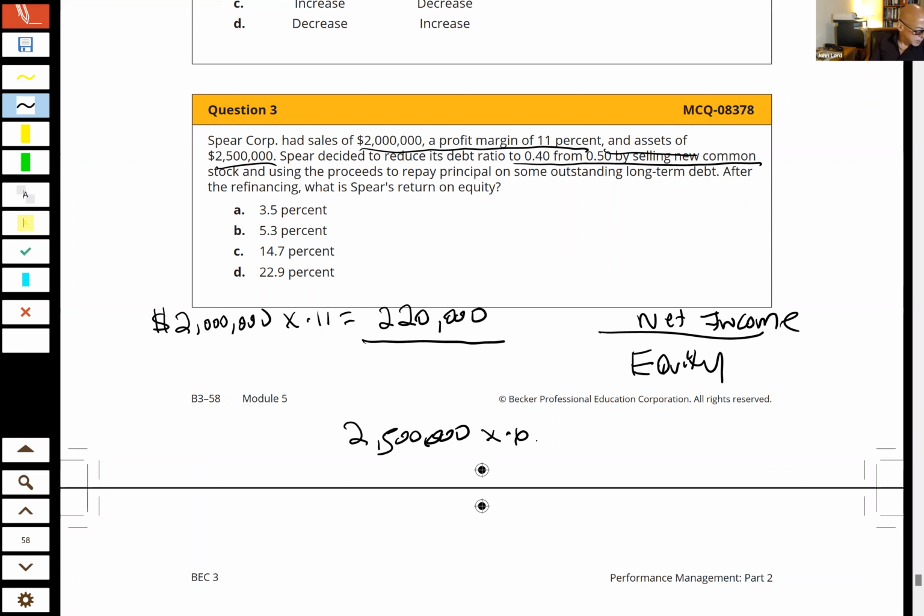2.5 times the 60 is going to give me 1,500,000 for the equity, if I'm doing that math right. And so I should get what, 14.67 out of that roughly. Choice C. Okay.